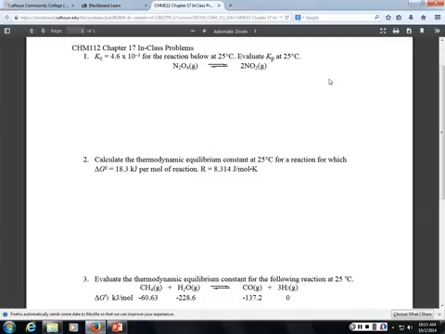RT. No? I don't know. Did you use 8.314 and 298? Times 298. And then you got to divide that into the 18,300.